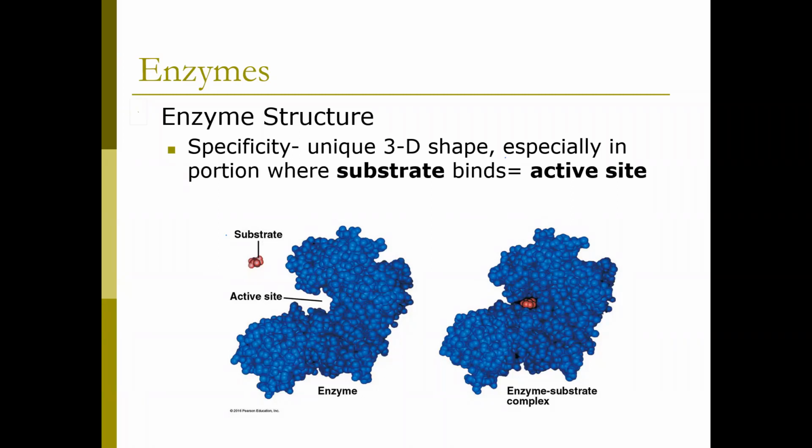So for example, the enzyme lactase can have the disaccharide lactose bind to its active site. It cannot have any other type of disaccharide attached to it. Sucrose will not attach to the active site of lactase. So the active site will only bind to a specific substrate. And once we have the substrate attached to the active site of the enzyme, we form an enzyme-substrate complex.